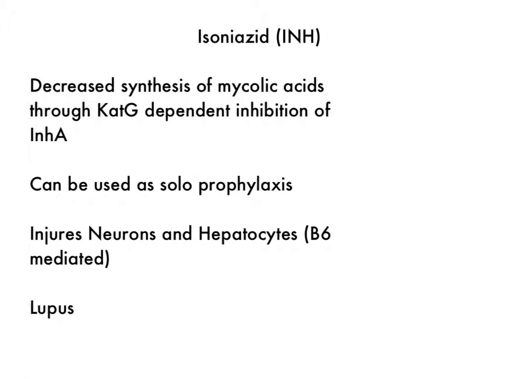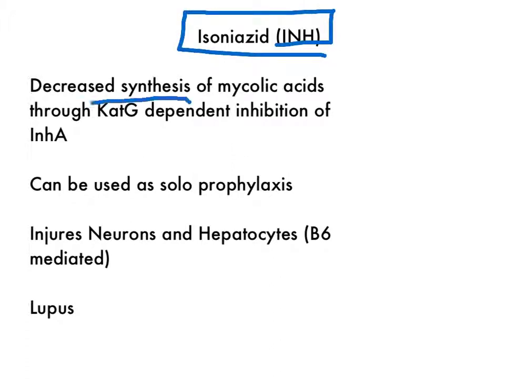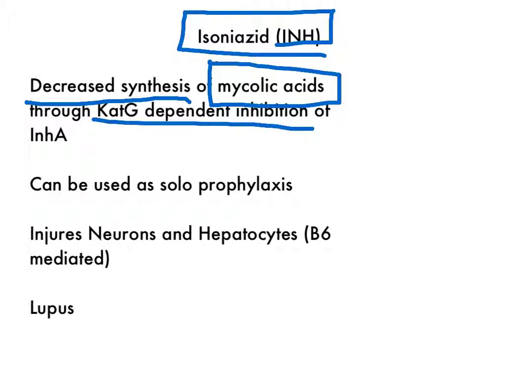The first drug we're going to be talking about is isoniazid, or INH, and the mechanism of action is decreased synthesis of mycolic acids. Just recall that the mycobacterial cell wall is made up of mycolic acids, so decreased synthesis of these mycolic acids eventually leads to mycobacterial death. This is done through KatG-dependent inhibition of InhA.